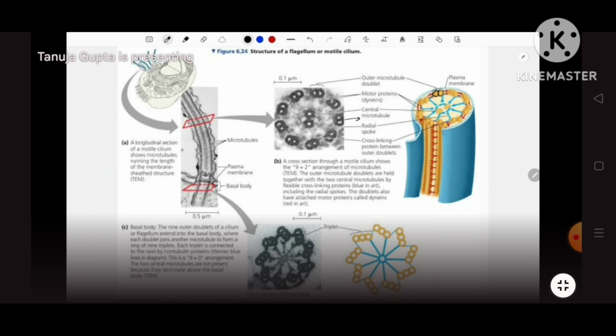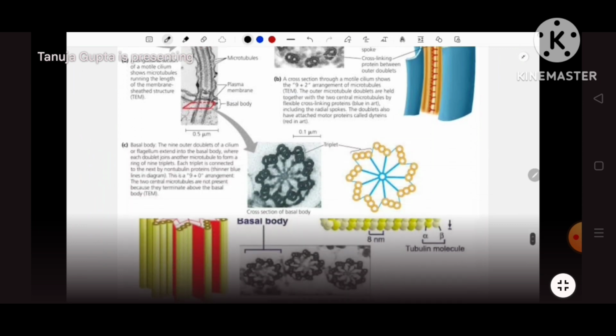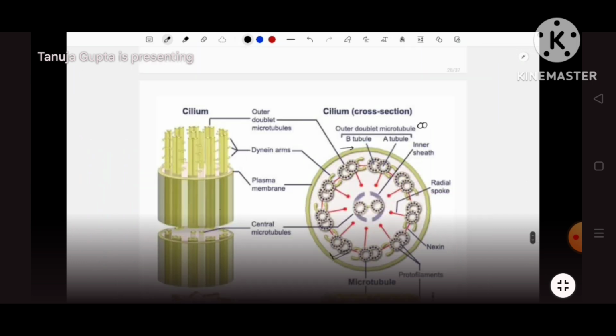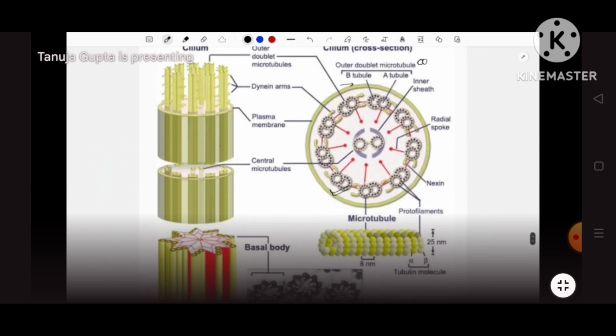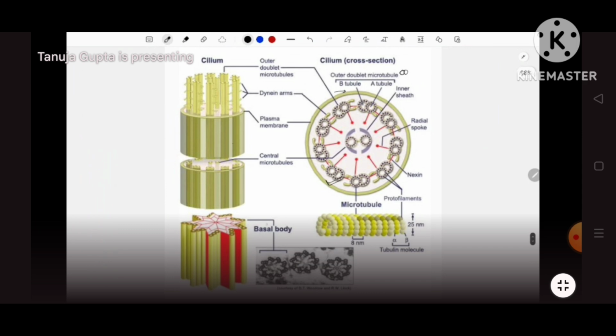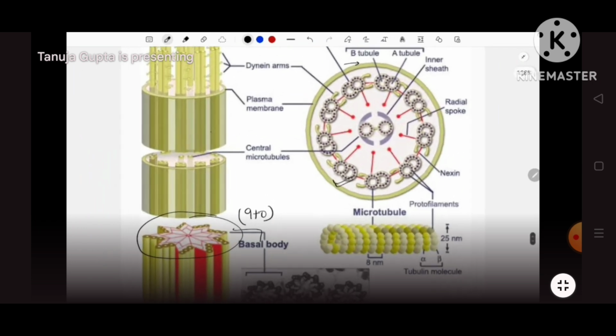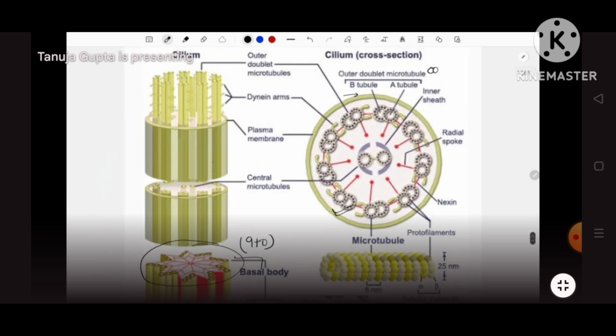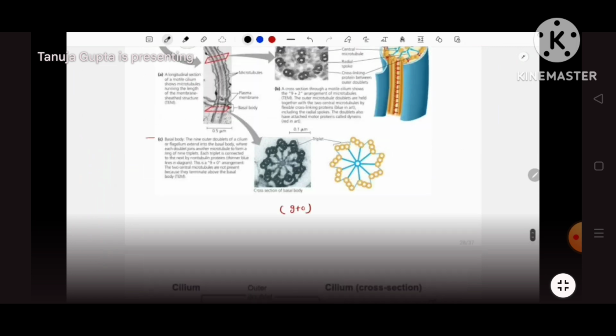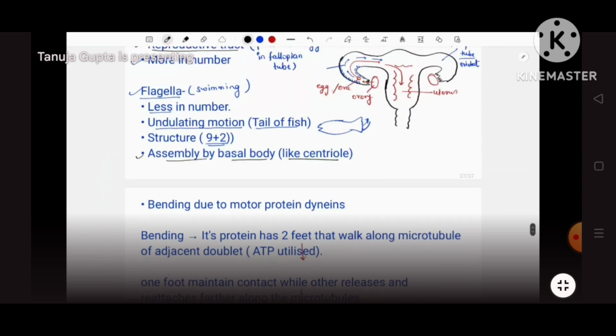Here you can see this structure, and if we see the basal body of cilia and flagella, it is this structure. Let me tell you again. This is the basal body which is inserted. The basal body structure is a 9 plus 0 arrangement. The upper part has 9 doublets of microtubules and 2 microtubules in the center. It is a 9 plus 2 arrangement. That's why this line is there. Now can you understand the 9 plus 2 structure?